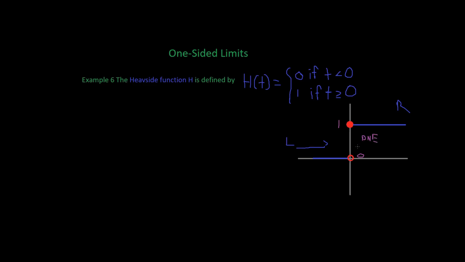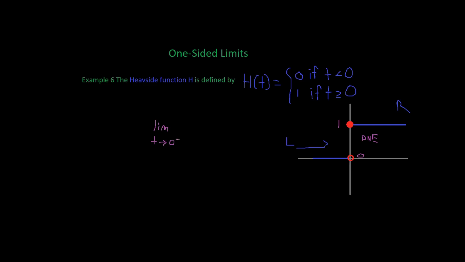We notice H(t) approaches 0 as t approaches 0 from the left, and H(t) approaches 1 as t approaches 0 from the right hand side. We indicate this situation symbolically by writing. And so this is pretty important because we learn what it means to have a left hand side of a limit and what it means to have a right side of a limit.